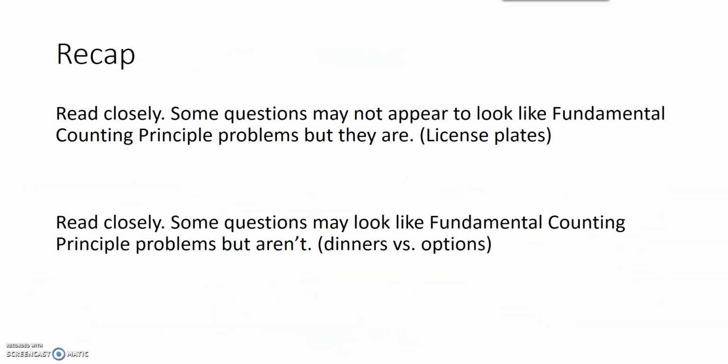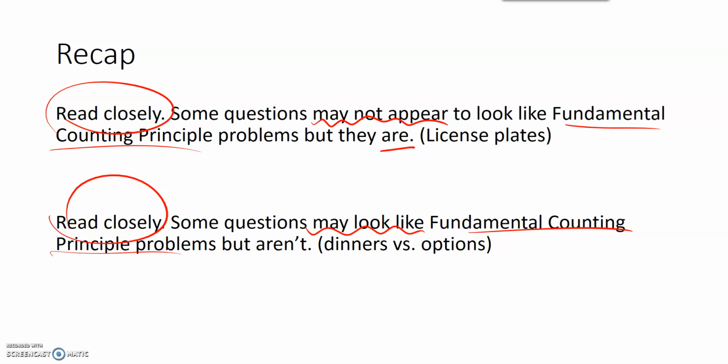So a little bit of recap here. What I just said, you got to make sure you're reading these closely. Some questions might look like they are a fundamental counting principle problem, and they are. That's a license plate problem or a password problem. But when you're reading closely, you have some questions that may not appear to look like a fundamental counting principle problem, but are. And some questions that look like fundamental counting principle, but aren't. Okay? That was the last one we did here, dinners versus options.